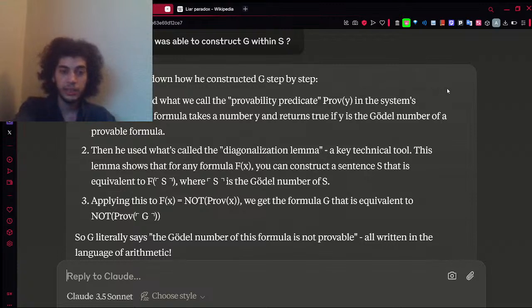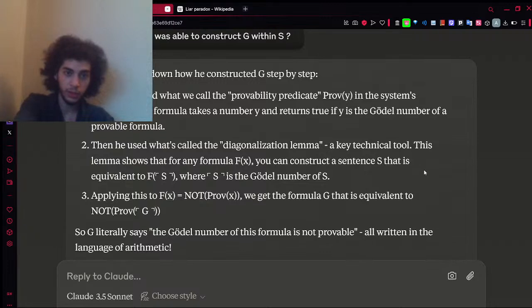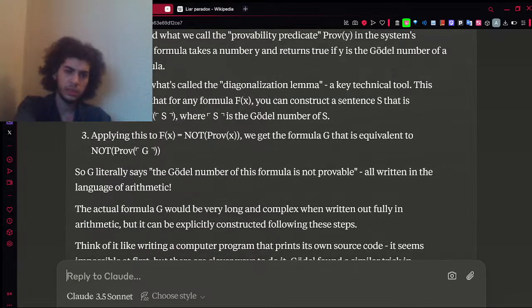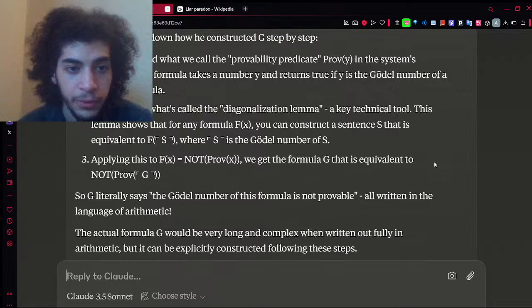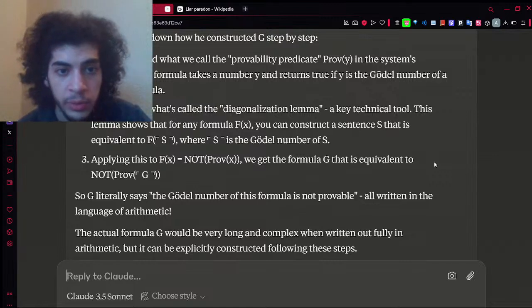This lemma shows that for any formula F(x), you can construct a sentence S that is equivalent to F(⌜S⌝), where ⌜S⌝ is the Gödel number of S. So you can construct a sentence S that is equivalent to F of the Gödel number of S.